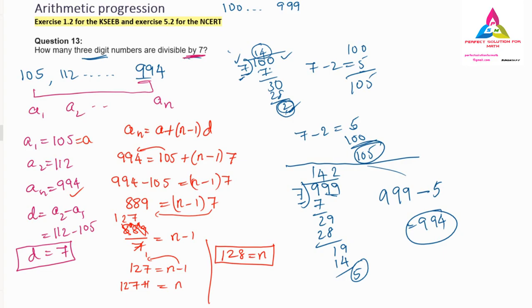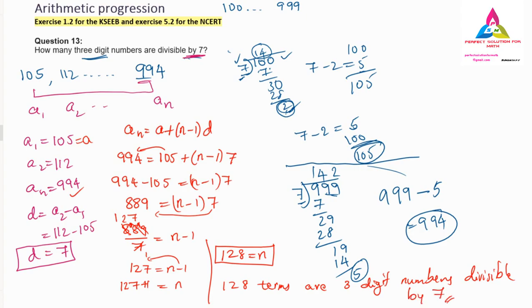So we have to write that down: 128 terms are 3-digit numbers divisible by 7. This is our answer.